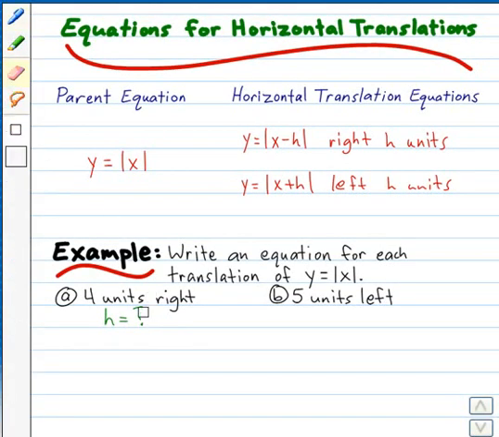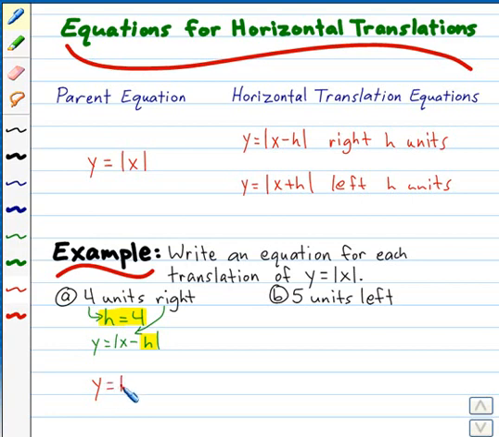Alright, welcome back. The number of units that you are translating is your value of h. So 4 is our value for h in part A. Since we're translating to the right, we want to use the form y equals the absolute value of x minus h. So all we have to do here is substitute our value of h into the general form. And that gives us y equals the absolute value of x minus 4. That was pretty easy, wasn't it?